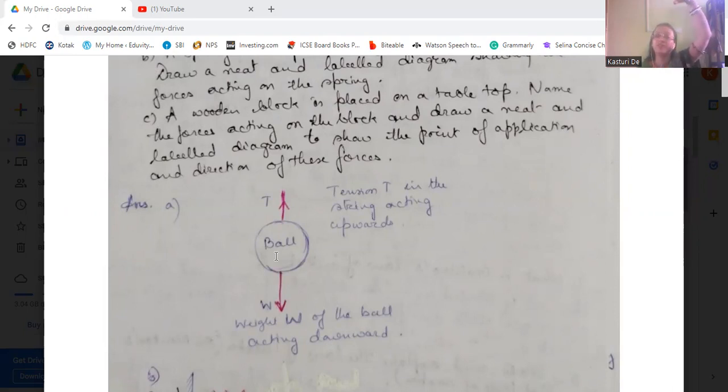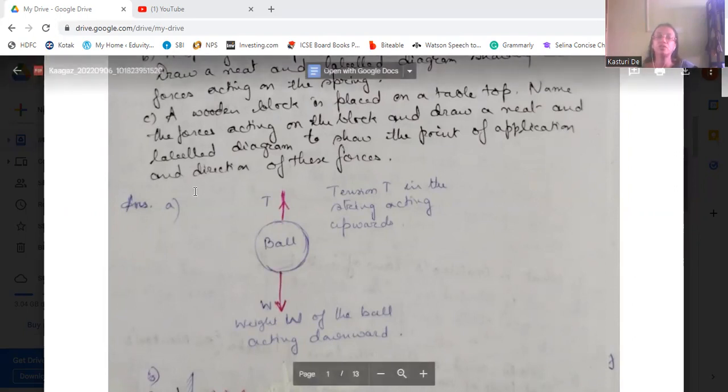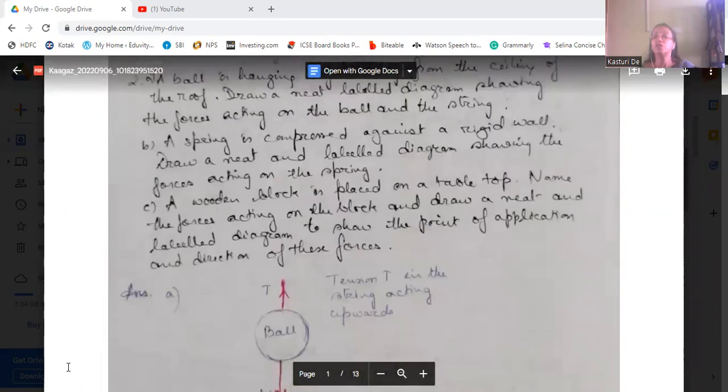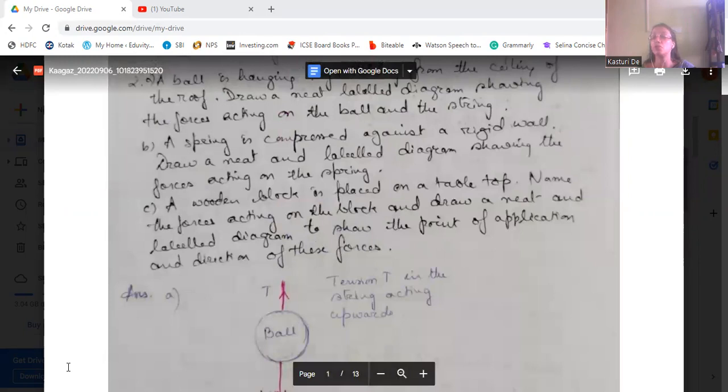So two forces are opposite to each other. They are acting on the ball. Okay. Next. So this has been just represented by this diagram. Next is the spring is compressed against a rigid wall.